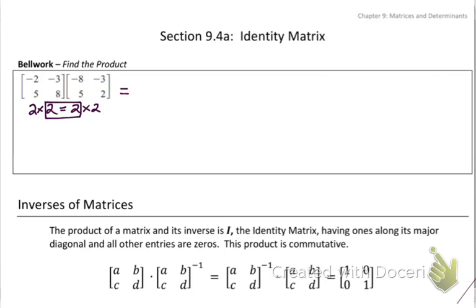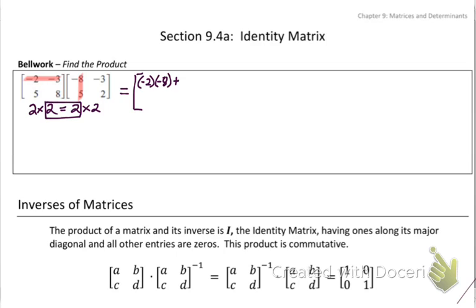All right, to multiply, we're going to start by looking at the elements in the row, and we're going to multiply that by the elements in the column. So first row times first column. We're going to take the first number in the first row and multiply it by the first number in the first column. So that's negative 2 times a negative 8.